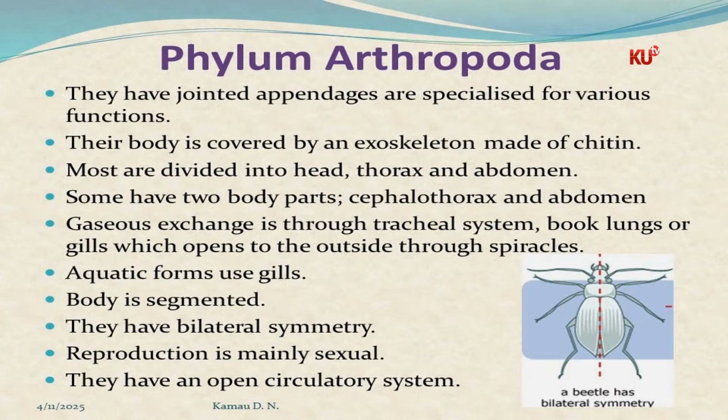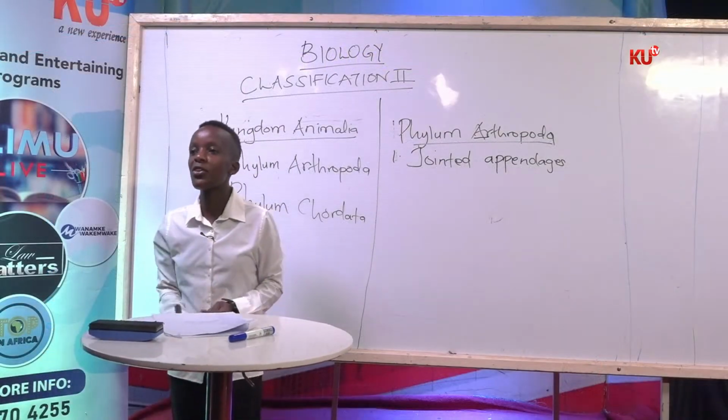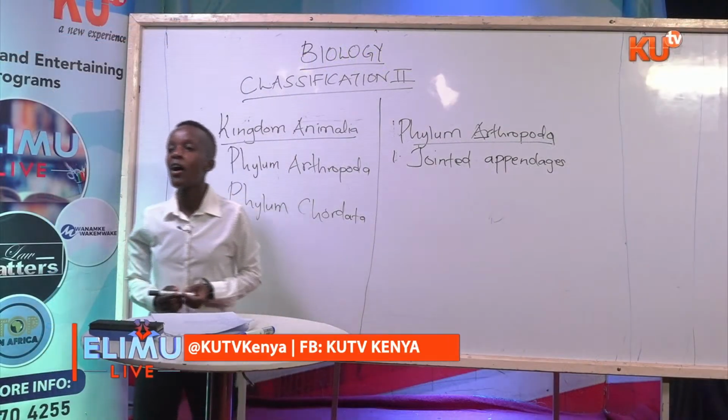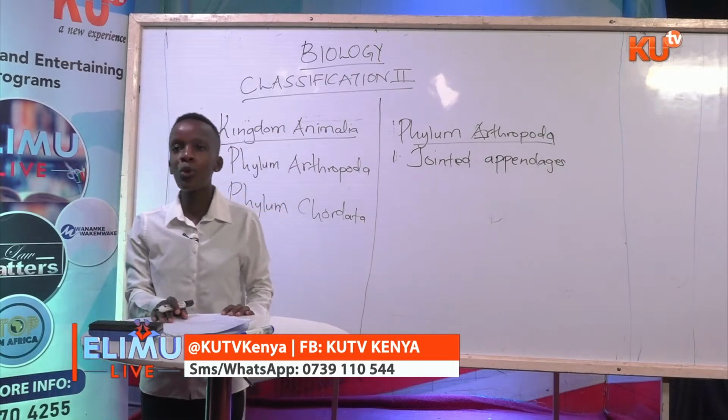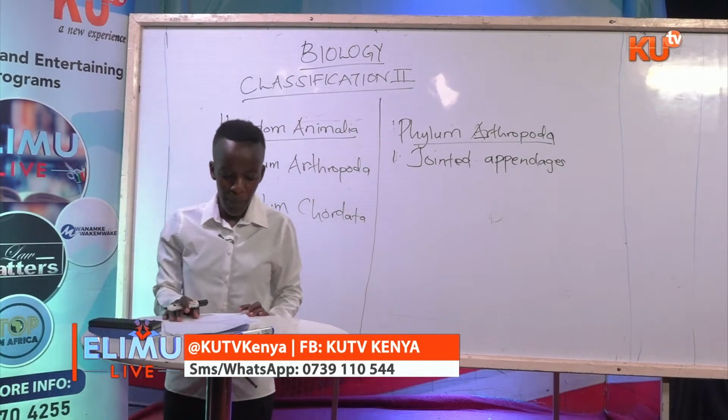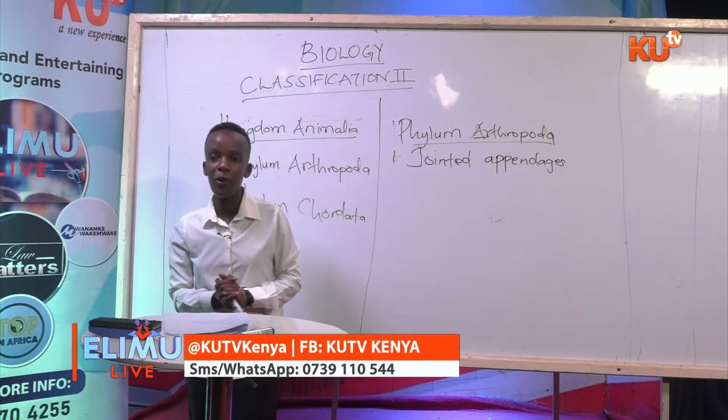Another key characteristic which we will consider is that the mode of reproduction in Phylum Arthropoda is mainly sexual. They also have an open circulatory system. Those are the general characteristics under Phylum Arthropoda. And under Phylum Arthropoda, we have some classes which are found inside there.